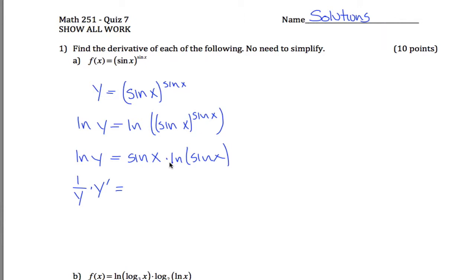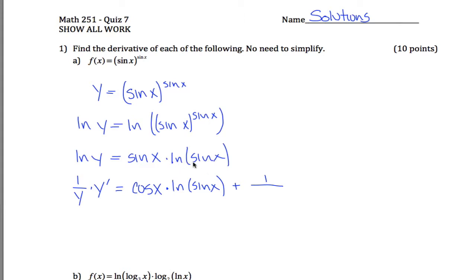What about the right-hand side? That looks like product rule to me. F, the first thing is sine of x. G, the second thing is the natural log of sine of x. So the derivative of sine of x is cosine of x. And then we can leave the second thing alone. And the product rule says that you want to add the derivative of the second thing. So the derivative of natural log of sine of x.